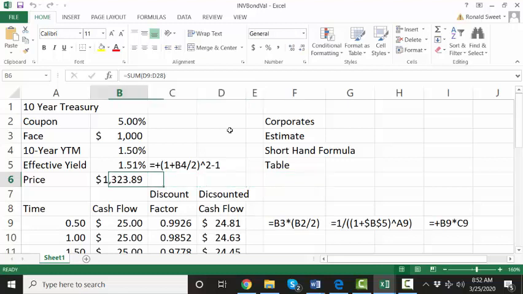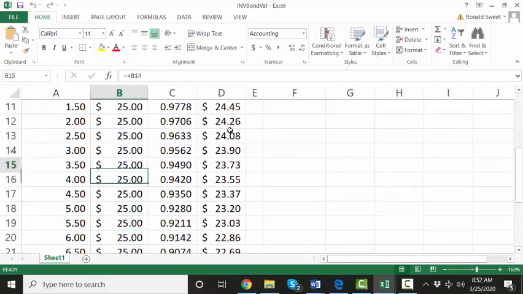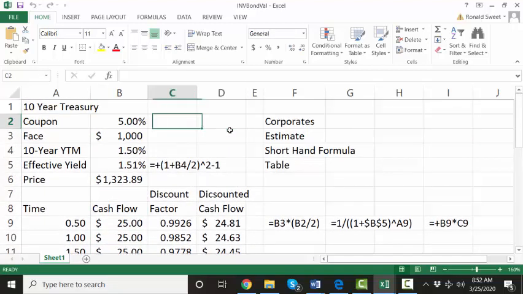We came up with a price of 1323.89 by discounting all these cash flows. So we had a bond that, let's say, was a 20-year bond issued 10 years ago. So its coupon is really high at 5%, but its discount rate's only 1.5%. So the price is going to be greater than $1,000 because you're getting 5% in a market that's only paying 1.5%. And so can we estimate that?